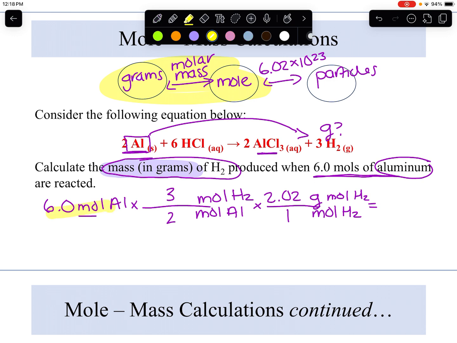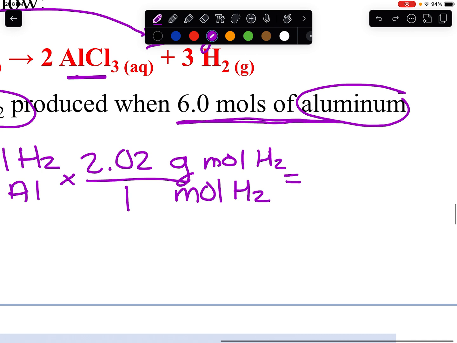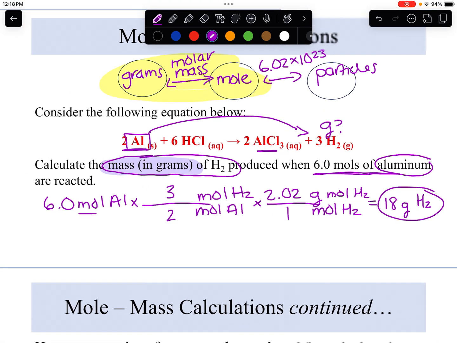Okay. Now how I would do this math, I would take 6 times 3 times 2.02, get an answer, divide by 2. Okay, just to let you know mathematically how that would work. I would do that at the same time, just to confirm that you're getting the same answer as me. And the answer I get is 18.18, but I'm just going to go ahead and round that to 2 sig figs, so 18 grams of H2.